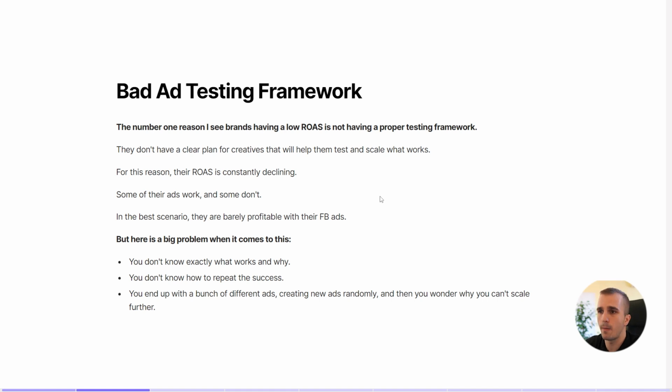But here is the big problem when it comes to this. They run their ads, they have some profitability, but they don't know exactly what works and why it works, which is super important. They don't know how to repeat their success so they can create more creatives that work, that will help them with a better ROAS, with a lower CPA and stuff. And you end up with a bunch of different ads that you're running. You create new ads completely randomly, and then you wonder why you can't scale further, what's holding you back, and why you have low ROAS. And if you fix this thing, which we will cover throughout this video, you will finally scale further.